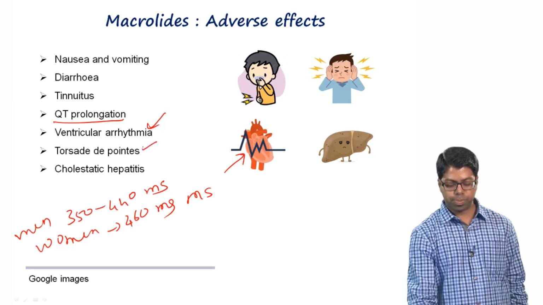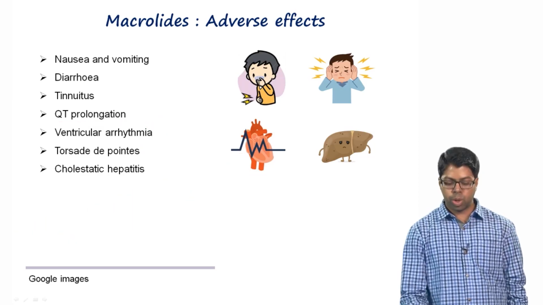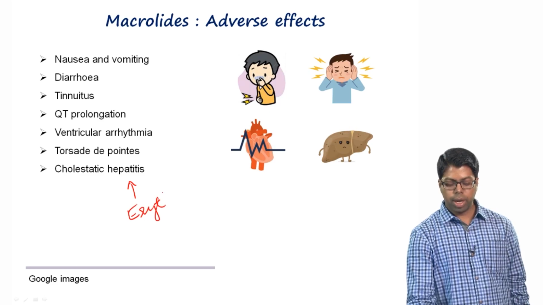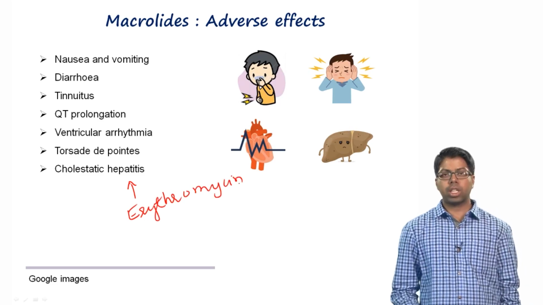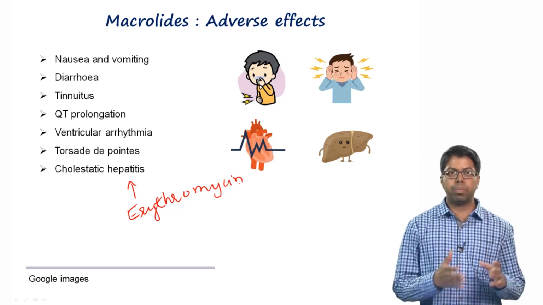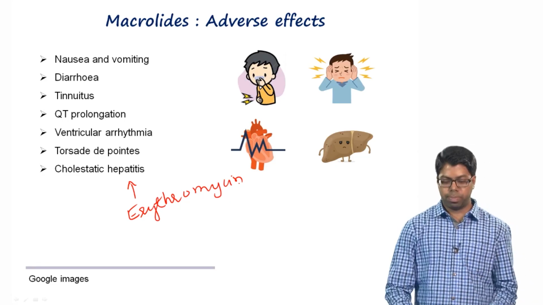torsade de pointes. Another serious side effect associated only with the use of erythromycin is cholestatic hepatitis, which is associated with inflammation of the liver, due to which bile cannot flow from the liver to the duodenum.